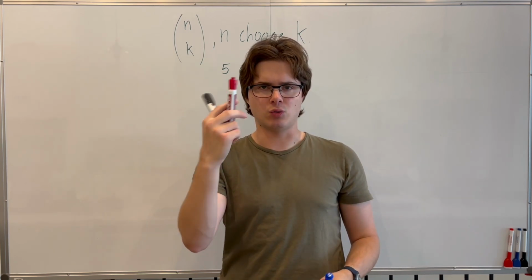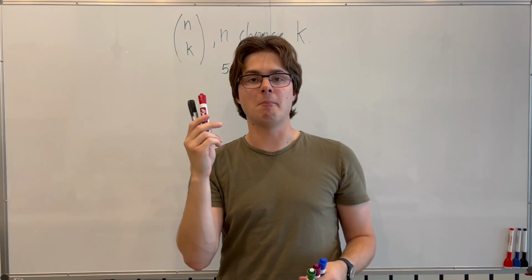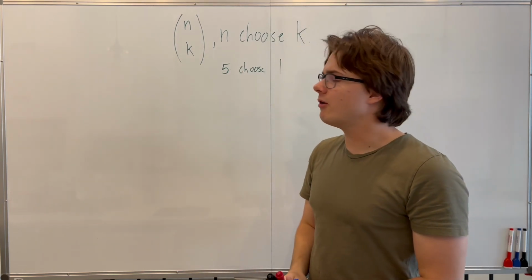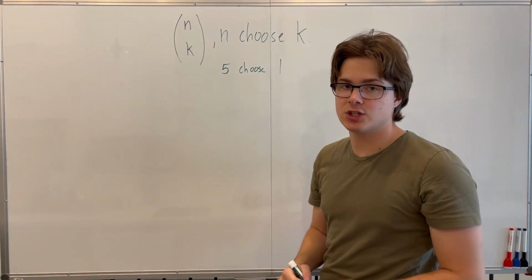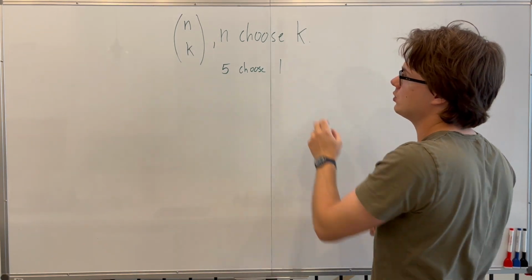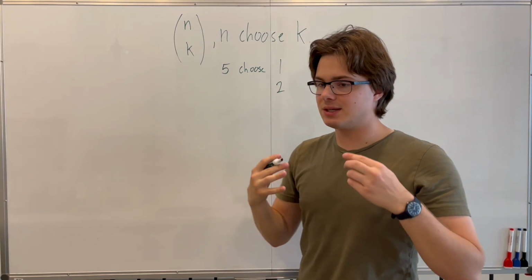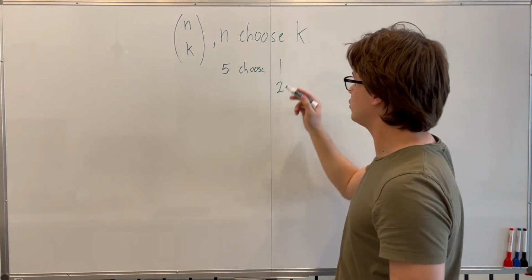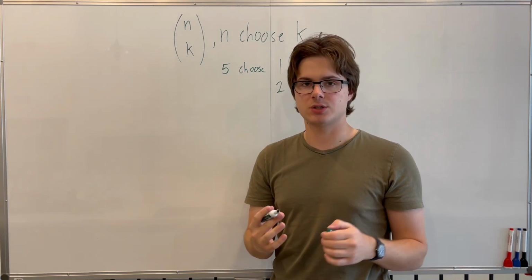You're choosing these 2 at the same time. You're not picking this and then picking this. You're grabbing them both at the same time. Another way of thinking about it, because the order in this notation doesn't matter: it doesn't matter the order in which you choose your 1 or the order in which you choose your 2. It's simply how many ways can you choose 1 marker? How many ways can you choose 2 different markers?